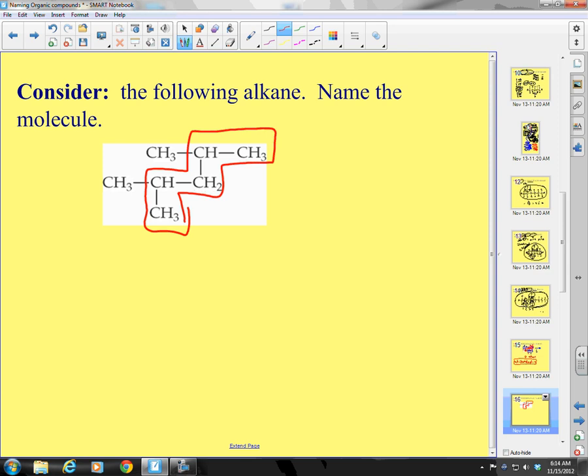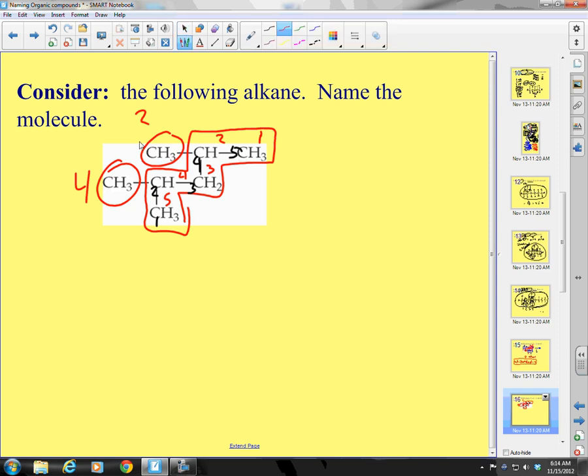Now we want to number this. I could start here, and that would be 1, 2, 3. This would be a 1, 2, 3, 4, 5. And if we go to the red, I'd have something on the 2, and I'd have something on the 4. If I go in reverse with black, this is 1, 2, 3, 4, 5. I'd have something on 2 and something on 4. It doesn't matter. They're both the same.